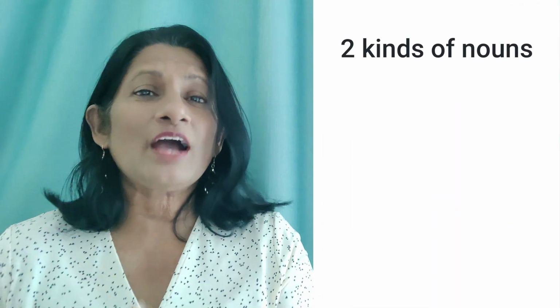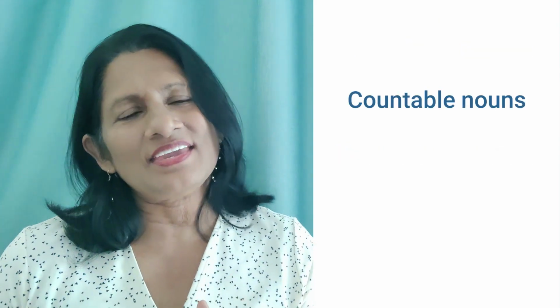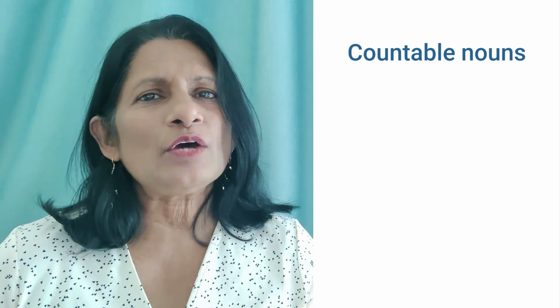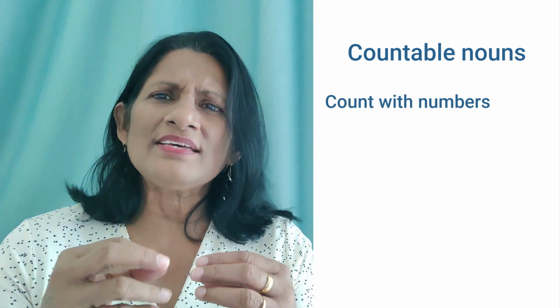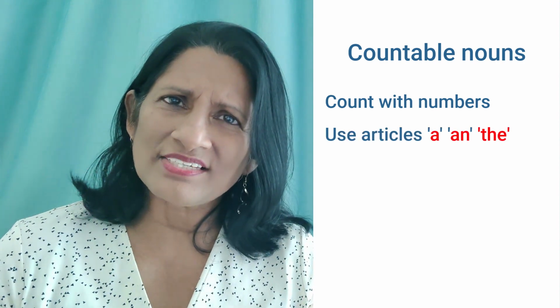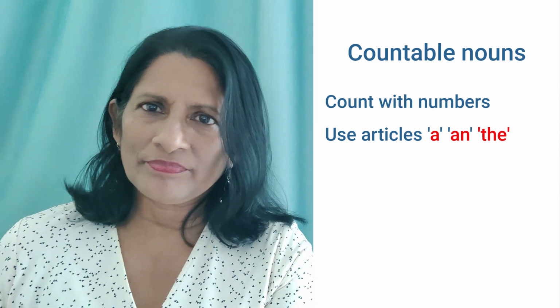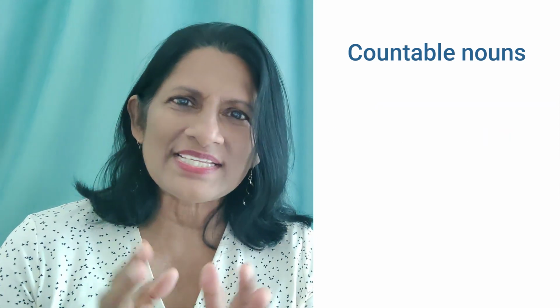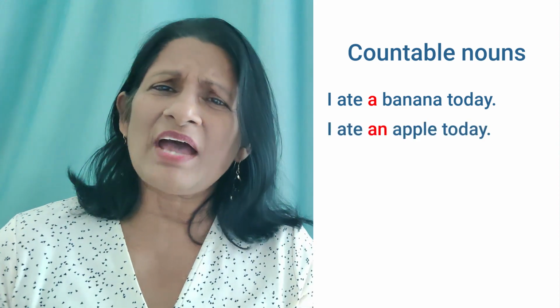There are two kinds of nouns in English, and they are the countable and the uncountable nouns. Let's look at the countable nouns. Countable nouns are nouns that you can count with numbers, and you need to use the articles a, an, or the. For example, you can say, I ate a banana today, or I ate an apple today.